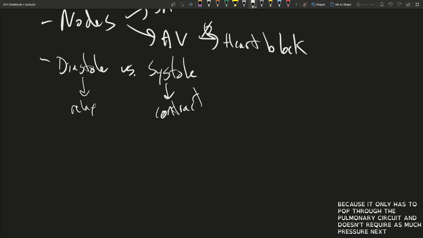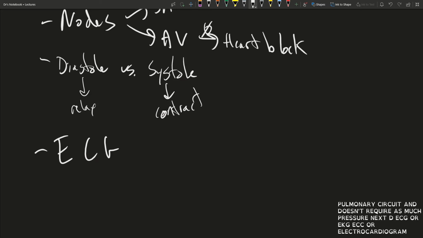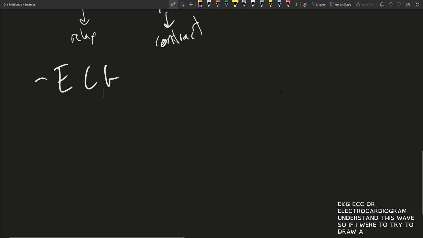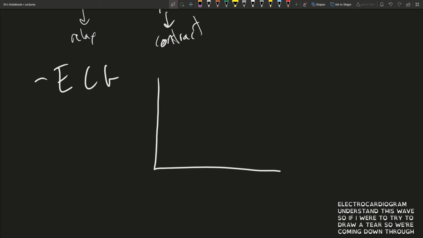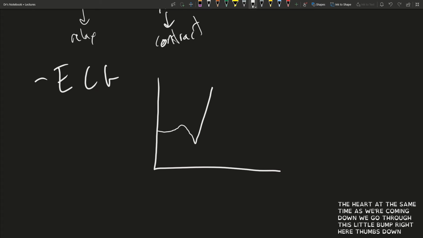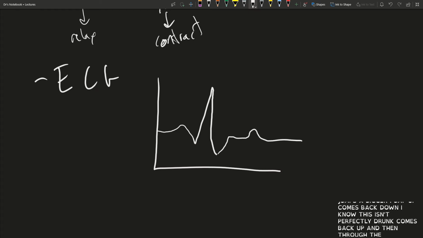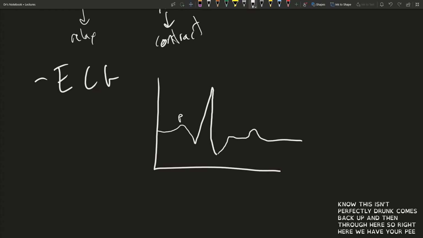Next, the ECG or EKG. I write ECG, or the electrocardiogram. Understand this wave. If I were to try to draw it here, we're coming down through, there's the graph. Remember, this represents the combination of contraction and relaxation of the action potentials of the heart at the same time. So as we're coming down, we go through this little bump right here, jumps down, a big bump up, comes back down. I know this isn't perfectly drawn, comes back up, and then through here. So right here, we have P, Q, R, S, and T. So understand the important parts of this.